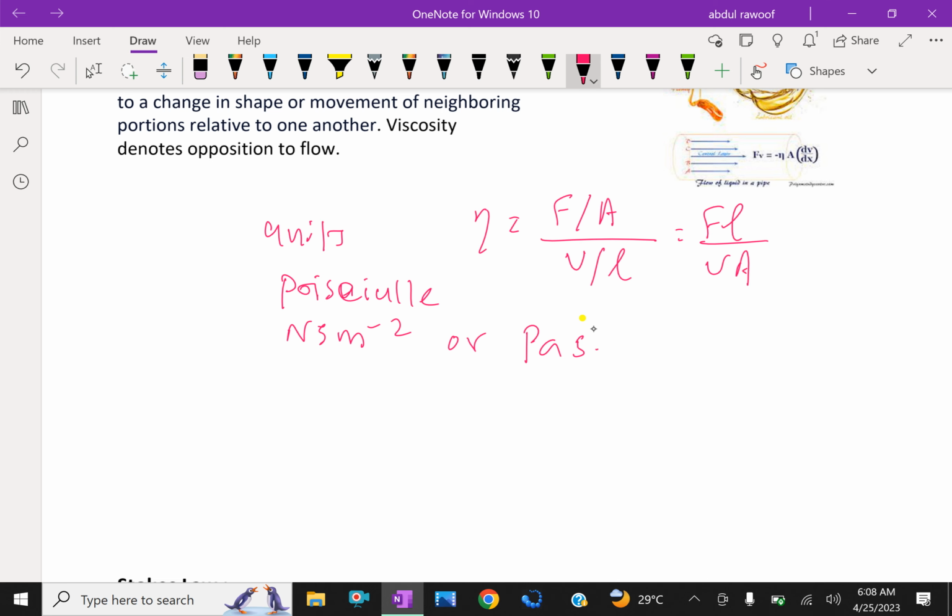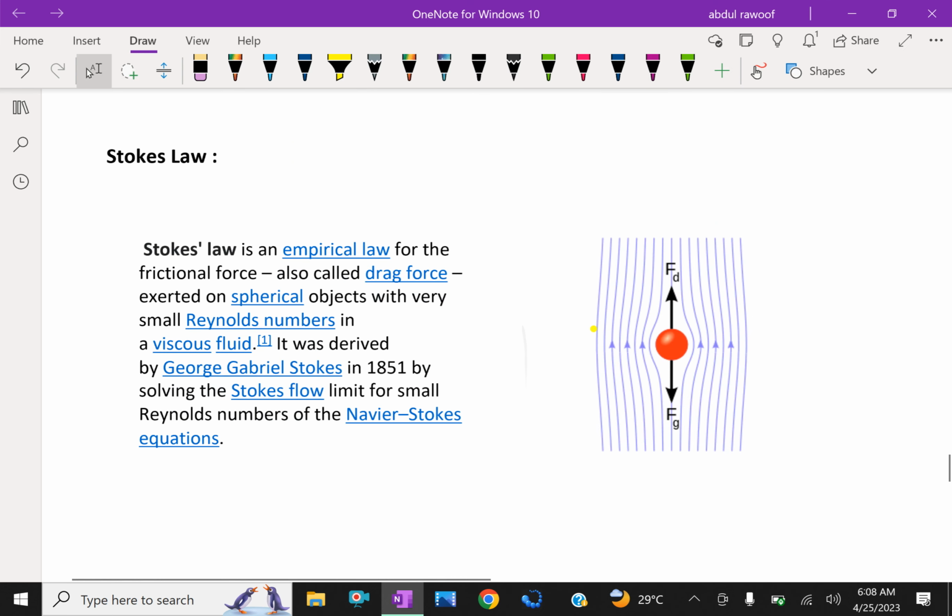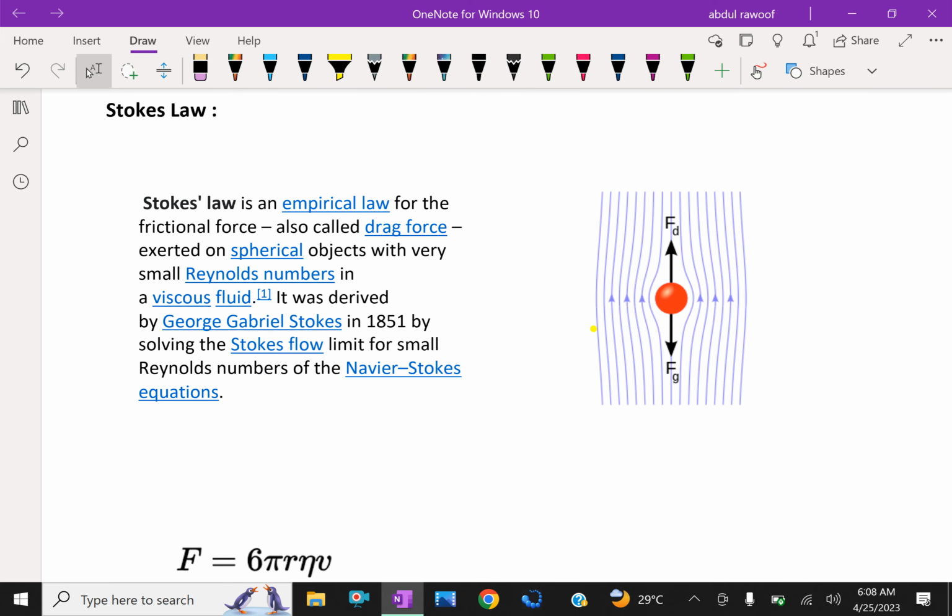Different liquids have different viscosity. Now, next, Stokes' law. When a body falls through a fluid, it drags the layer of the fluid in contact with it. A relative motion between the different layers of the fluid is set up, and as a result, the body experiences a retarding force. Falling of a raindrop and swinging of a pendulum bob are some common examples of such motion.